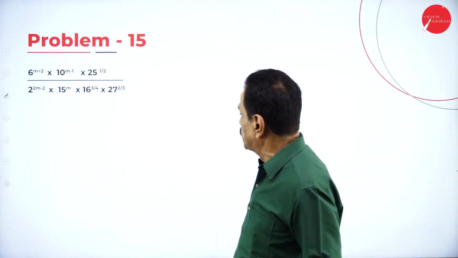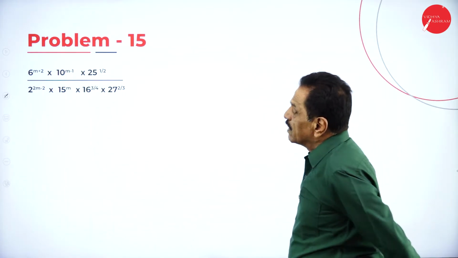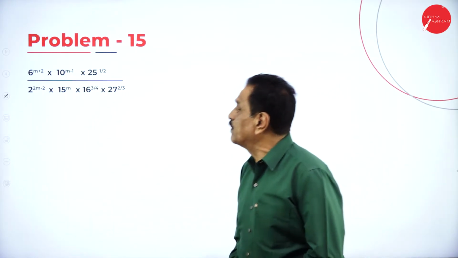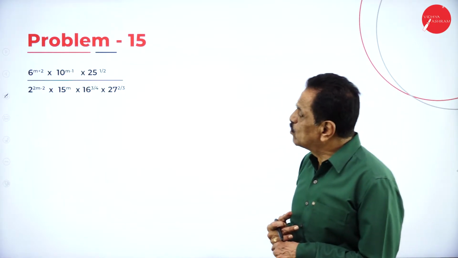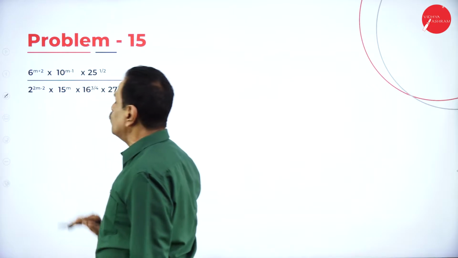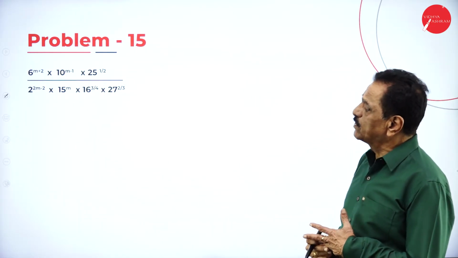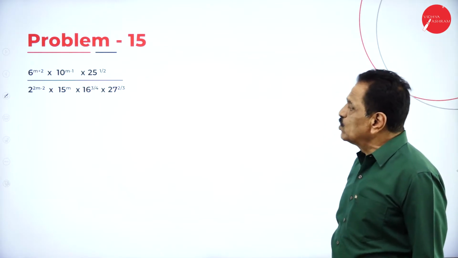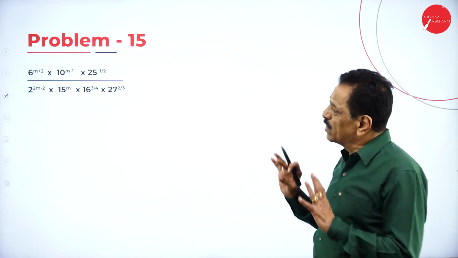Slowly we are going to simplify this. 6 to the power of m plus 2 into 10 to the power of m minus 1 into 25 to the power of half, divided by 2 to the power of 2m minus 2 into 15 to the power of m, into 16 to the power of 3 by 4, into 27 to the power of 2 by 3. Go with the slow simplification.